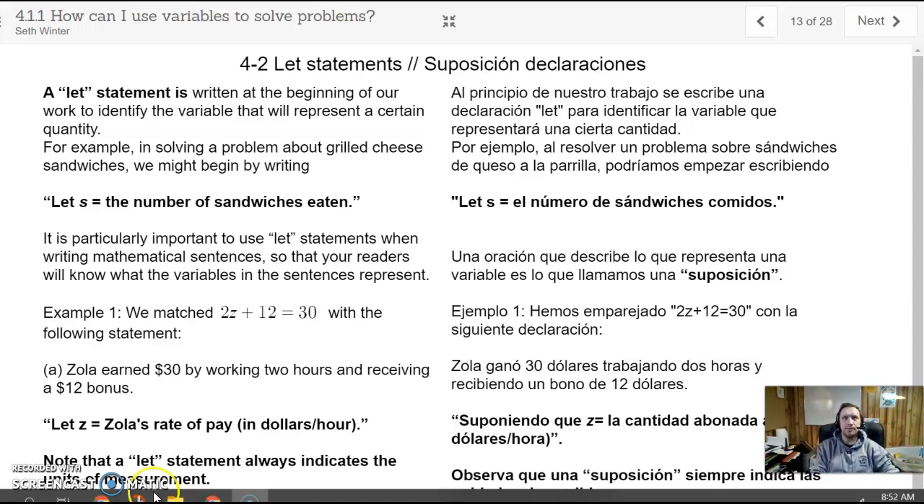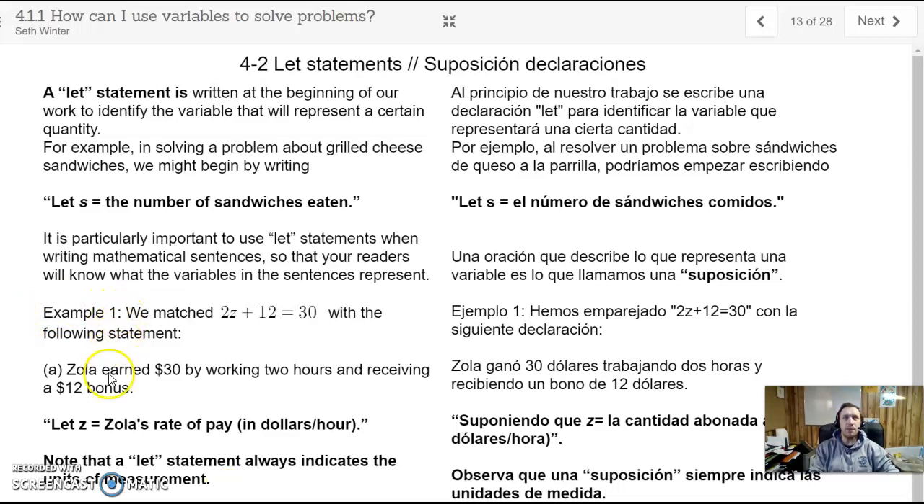In this example, if we're solving a problem about grilled cheese sandwiches, we might begin by writing let S be the number of sandwiches eaten. So we're in power here. We get to control what we're going to decide these things are equal to. This is example 1 here that we matched with A. And so if you go back and see, we said 2Z plus 12 equals 30. Zola earned $30 by working 2 hours and receiving a $12 bonus. So our variable, we said let Z equal Zola's rate of pay.